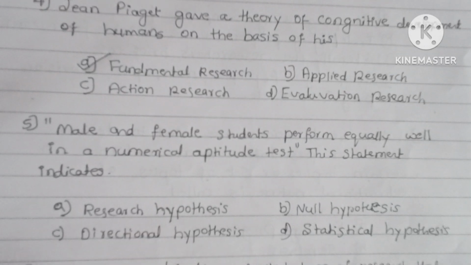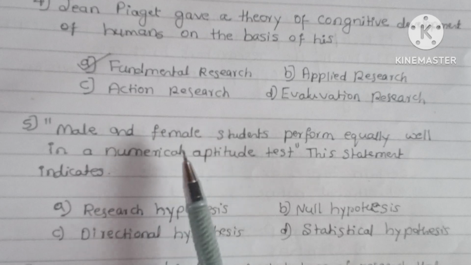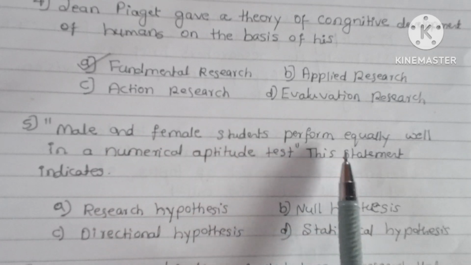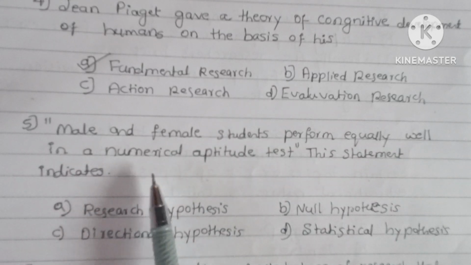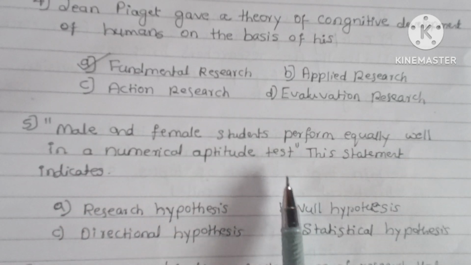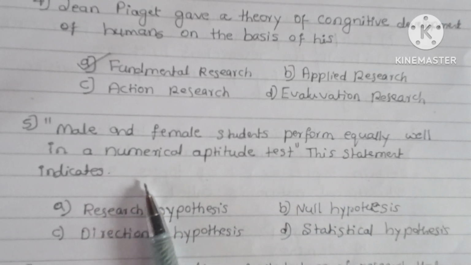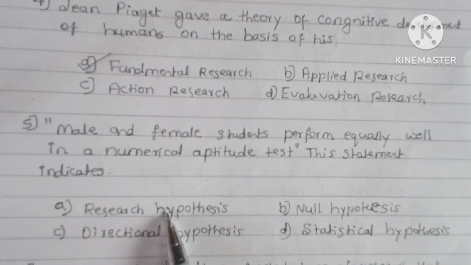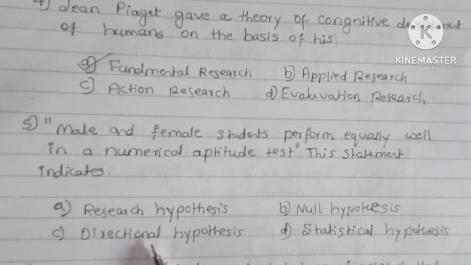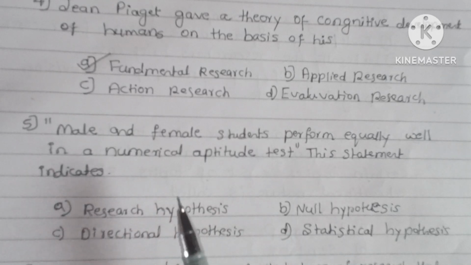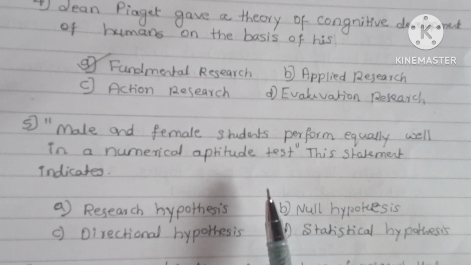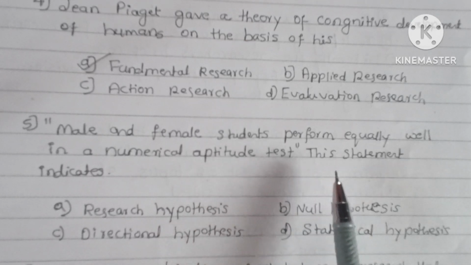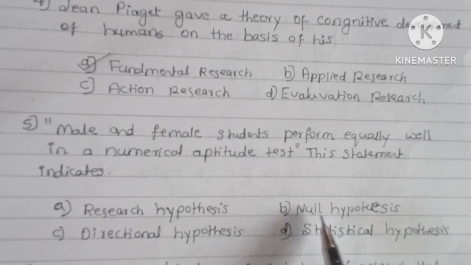Next, come to fifth question. Male and female students perform equally well in a numerical aptitude test. This statement indicates: research hypothesis, null hypothesis, directional hypothesis, statistical hypothesis. Male and female students perform equally well in a numerical aptitude test. This statement indicates null hypothesis.